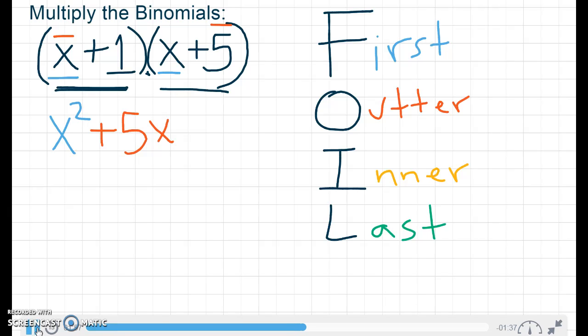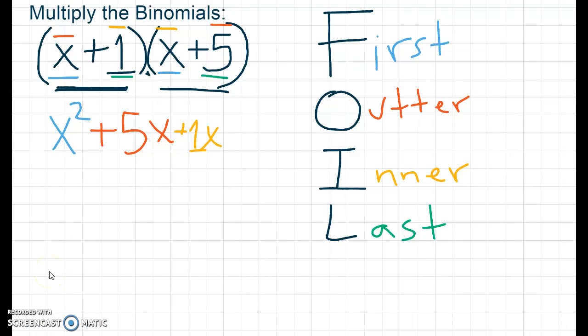Then we go to the I. I is inner. That means we get 1 and x and we multiply 1 and x. So that gives us 1x. And last step is to multiply the last term of each binomial. So that means we multiply 1 and 5. So 1 times 5 gives us 5.